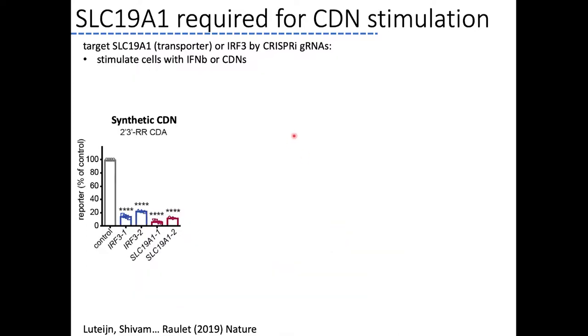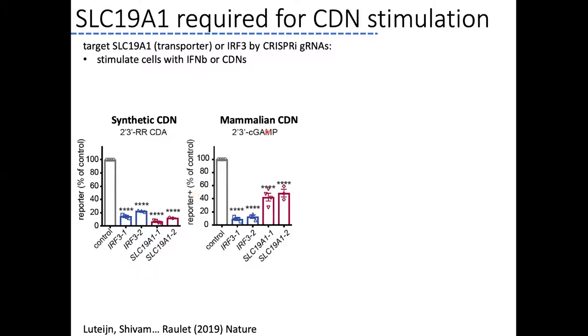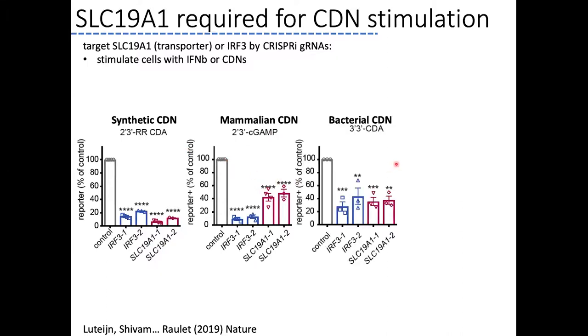So we used one other guide per gene to validate these results and then quantify that, as you can see here. So in the case of stimulation with synthetic cyclic dinucleotides, there's a massive reduction in reporter activation when you deplete SLC19A1 from these cells. So then we stimulate the cells with cGAMP, so the mammalian CDN. We also see a very nice reduction in immune activation. It's not as strong as for the synthetic variant. Bacterial CDNs are also not as stimulatory in the absence of SLC19A1.